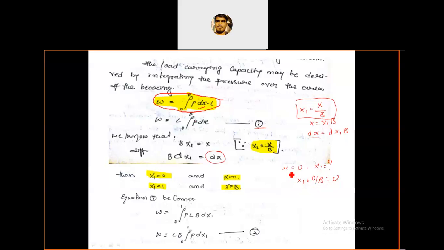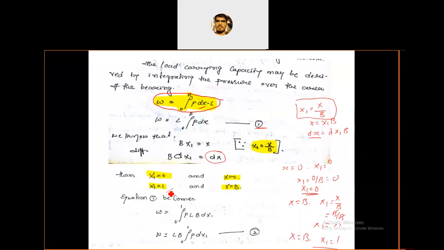Okay. So when x is 0, x1 is also 0. When the second limit is x equal to b, then what about x1? x1 is x by b, so just place the value of x, b by b, which cancels and is equal to 1. So x equal to b means x1 is equal to 1. So these limits we have to replace.